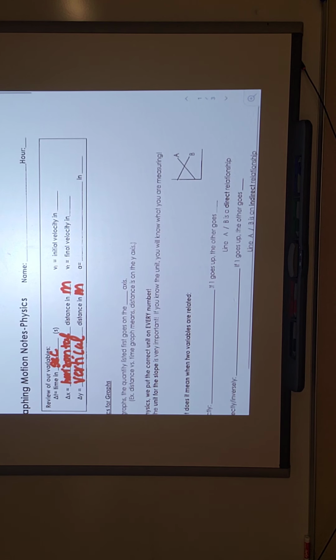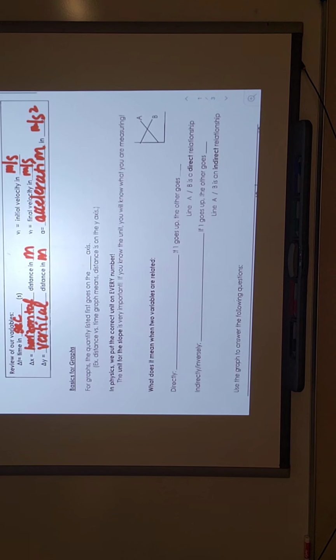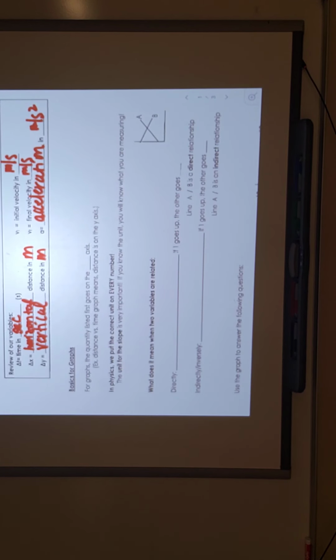The initial velocity will be vi, the final velocity will be vf. Both velocities are always measured in meters per second. And then finally, a stands for acceleration, and the units of that are meters per second squared. Give yourself a quick quiz. You had the variable practice quiz last week, but just try and fill that in and see how many of them you have memorized.